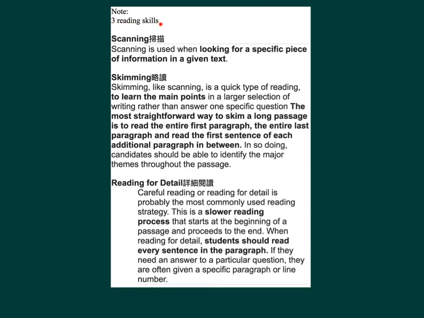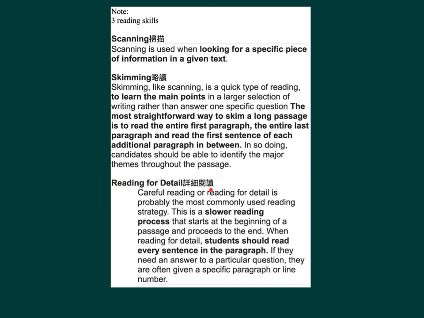Note: Reading skills. Scanning is used when looking for a specific piece of information in a given text. Skimming, like scanning, is a quick type of reading, to learn the main points of a larger selection of writing, rather than answer one specific question. The most straightforward way to skim a long passage is to read the entire first paragraph, the entire last paragraph, and read the first sentence of each additional paragraph in between. In so doing, candidates will be able to identify the major themes throughout the passage.